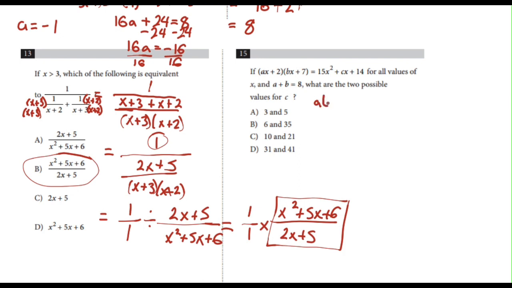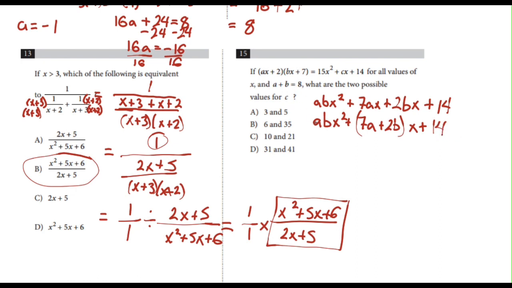ax times bx is going to be abx squared. ax times 7 is going to be 7ax. 2 times bx is going to be 2bx. And 2 times 7 is going to be 14. If we factor out an x in the two middle terms, we'll get 7a plus 2b, all of this times x, plus 14. Now we can compare this to what this expression is equal to, which is 15x squared plus cx plus 14.